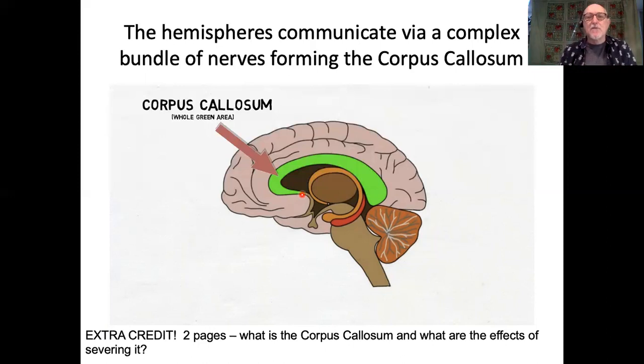So for a little bit of extra credit, go look up, you can use any source of reference, Wikipedia or whatever, it doesn't matter. Just go and find out something about the corpus callosum, and give me a couple of the effects of severing the corpus callosum. That's for extra credit, 1%. We have a quiz coming up, so you can hand it in the week after the quiz, so you've got some time to do it.